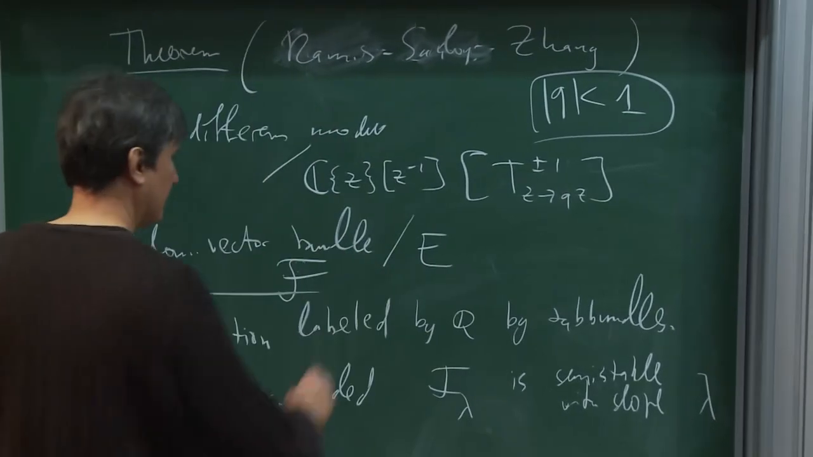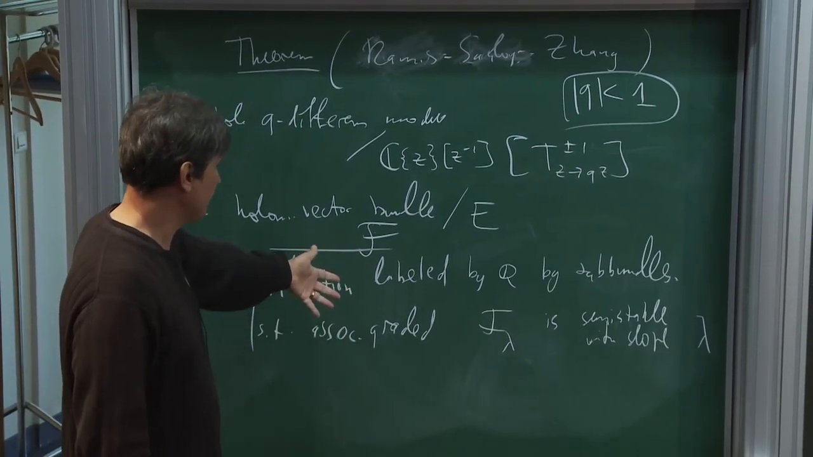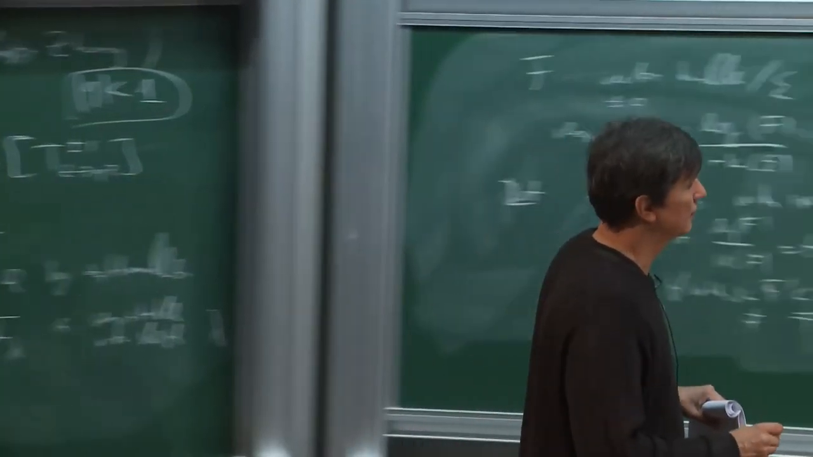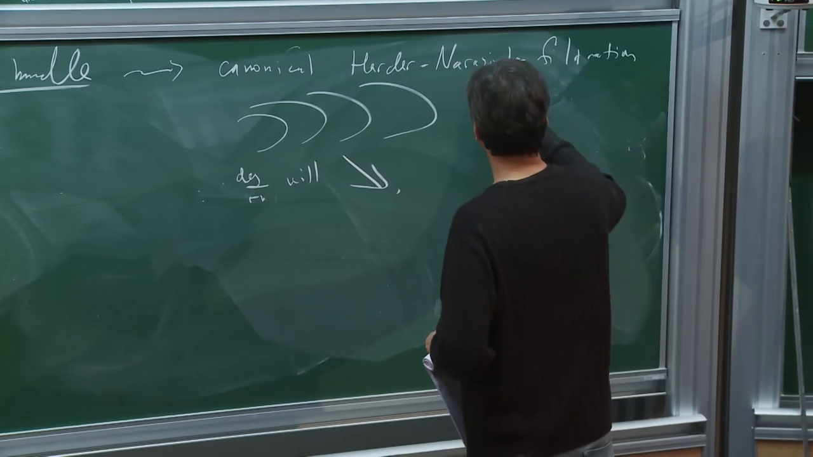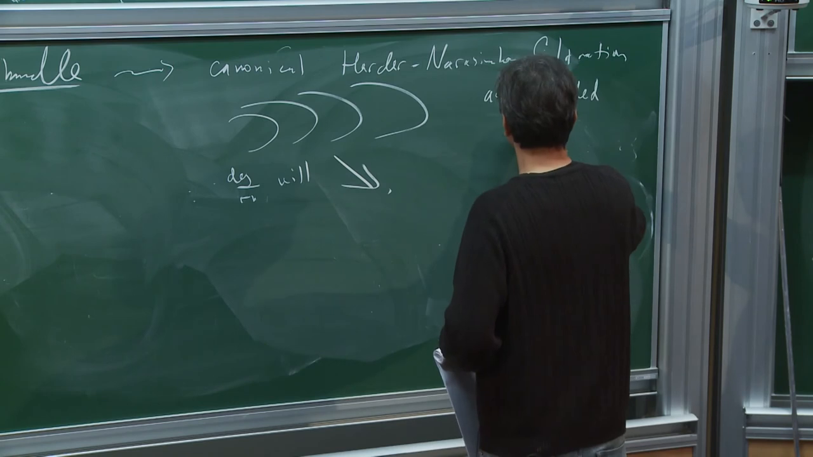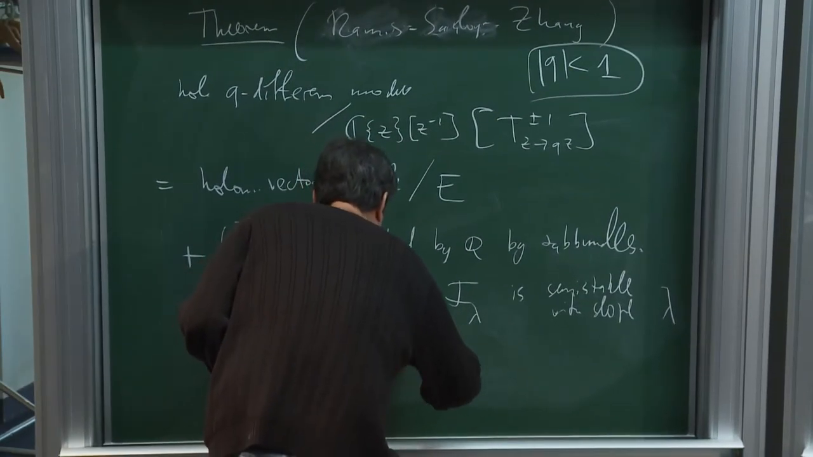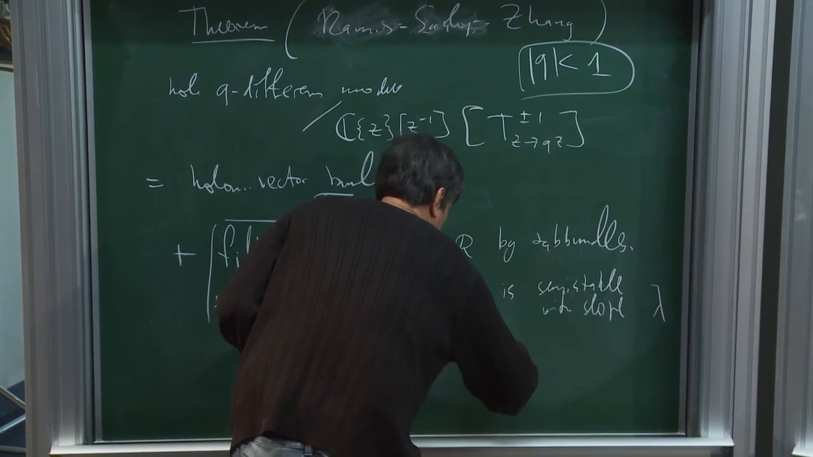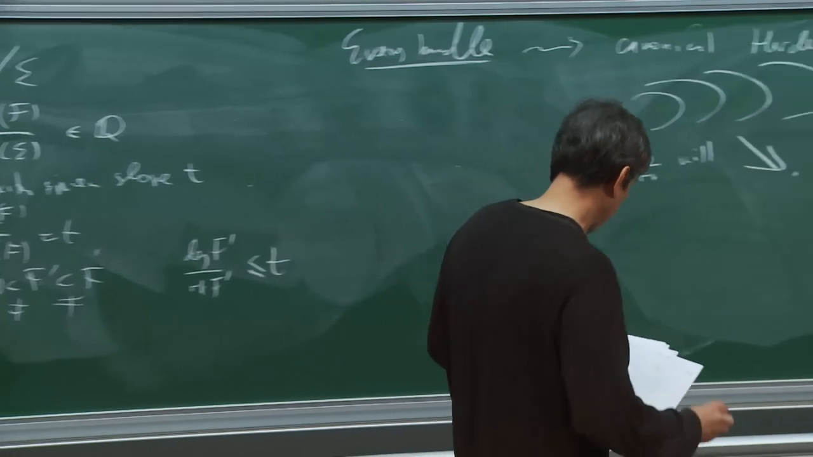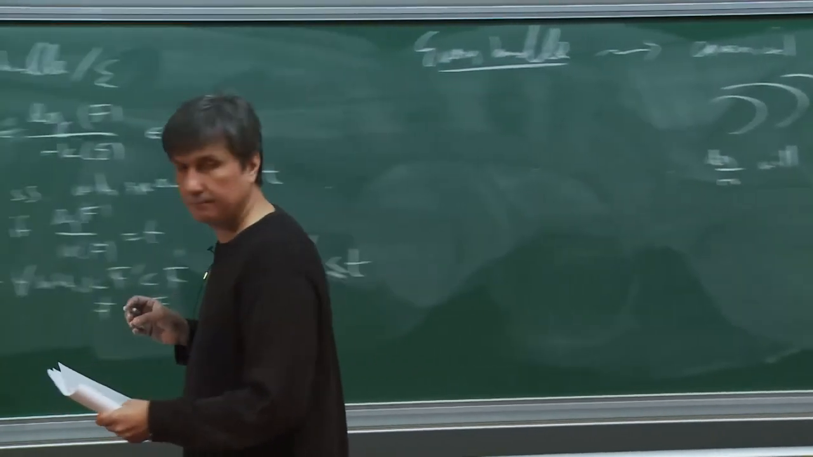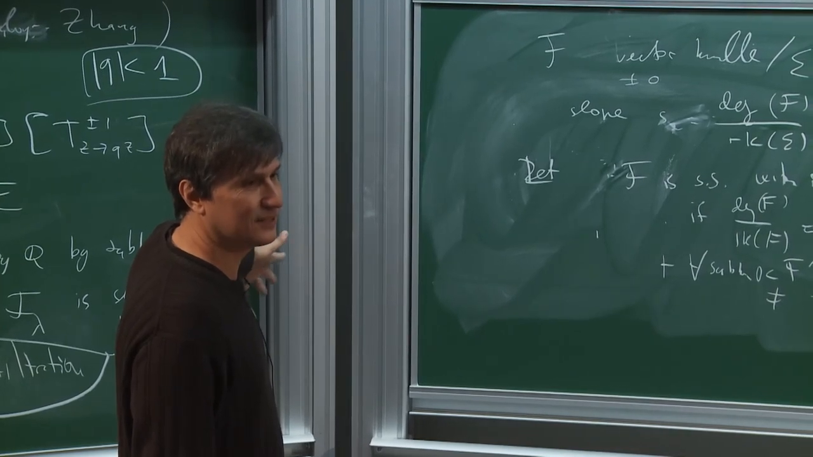Here I just want to see what is important here. You also get a filtration here, and the associated graded will be semi-stable, but the degree over rank will increase, not decrease. So here what I get is called something like an anti-Harder-Narasimhan filtration. So it's not a unique object, it's some additional non-trivial additional data. It's a filtration by a certain collection of rational numbers.